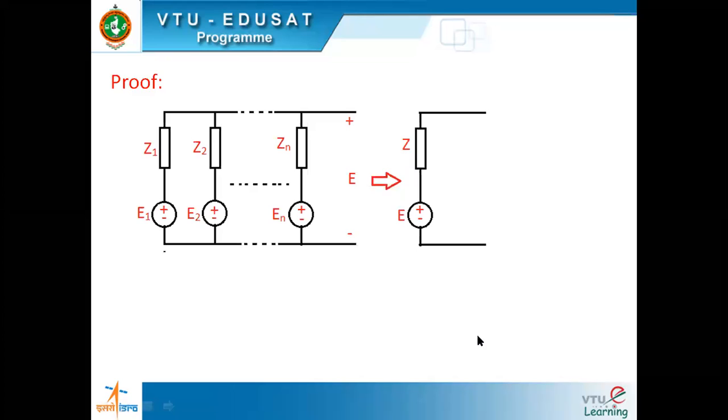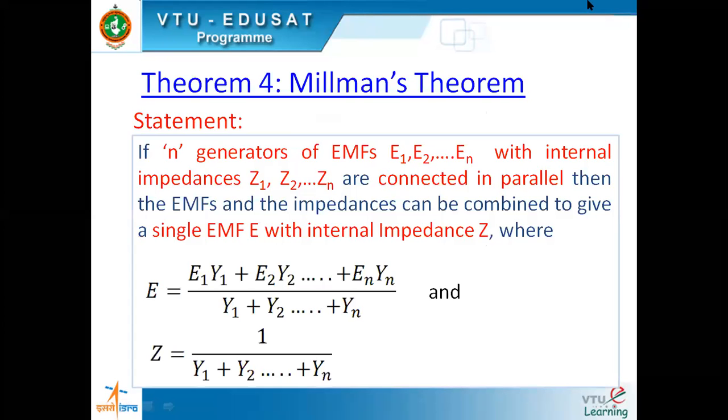Okay, this we need to prove. How we can prove that this particular parallel combination of n generators can be combined to give one generator of EMF E and internal impedance Z needs to be seen. Is everybody okay with that? What is Millman's telling you? What type of circuit is needed here? What type of circuit is needed for Millman's to be applicable?